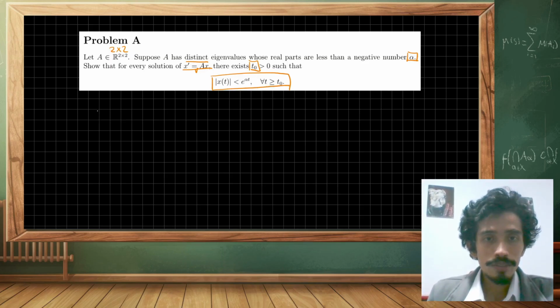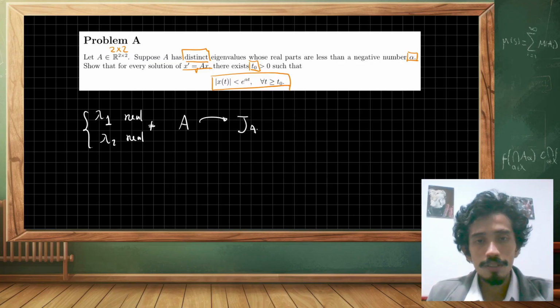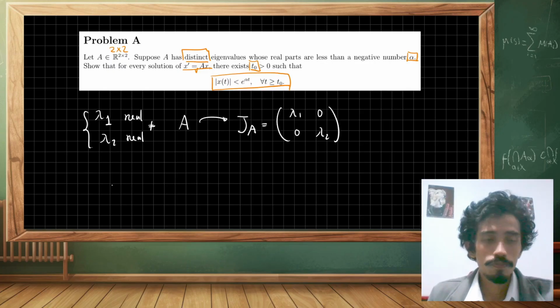So we know that there are two cases that we need to consider. The first case is where the eigenvalues are real. Both of them are real eigenvalues, which are different by this condition. They are distinct eigenvalues. So in this case, let's say we have matrix A. Then we know by theory that the Jacobian of this matrix will have this form: lambda 1, lambda 2 in the diagonal, and 0 in the other positions. So this is the first scenario.